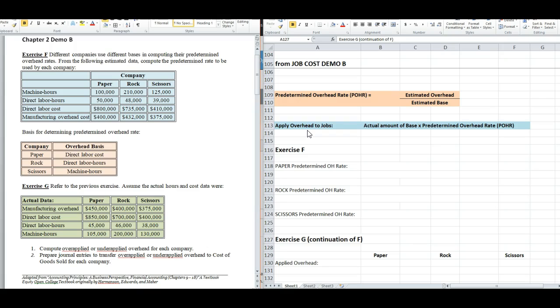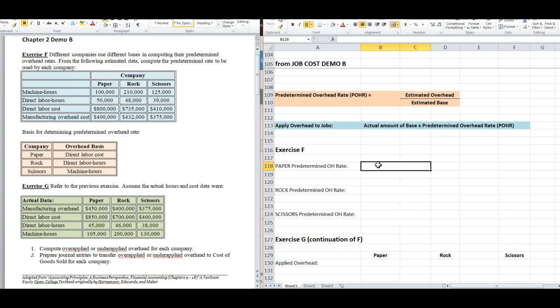Let's look at exercise F. Over here you can see exercise F, and it says that different companies use different bases in computing their predetermined overhead rates. We are using rock, paper, and scissors as our companies. We're given the estimated data for them. And it says the basis for determining predetermined overhead rates: paper uses direct labor cost, rock uses direct labor hours, and scissors uses machine hours. Our first step will be to calculate the predetermined overhead rate for each of these companies.